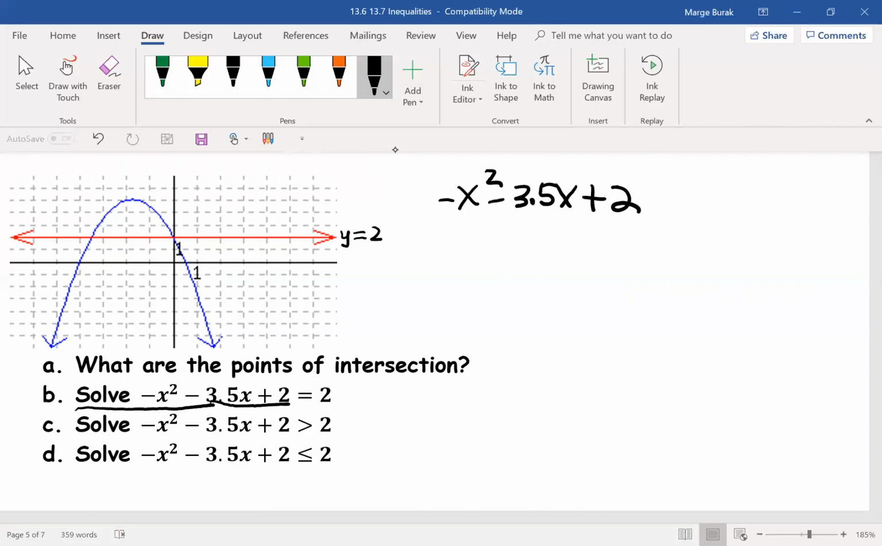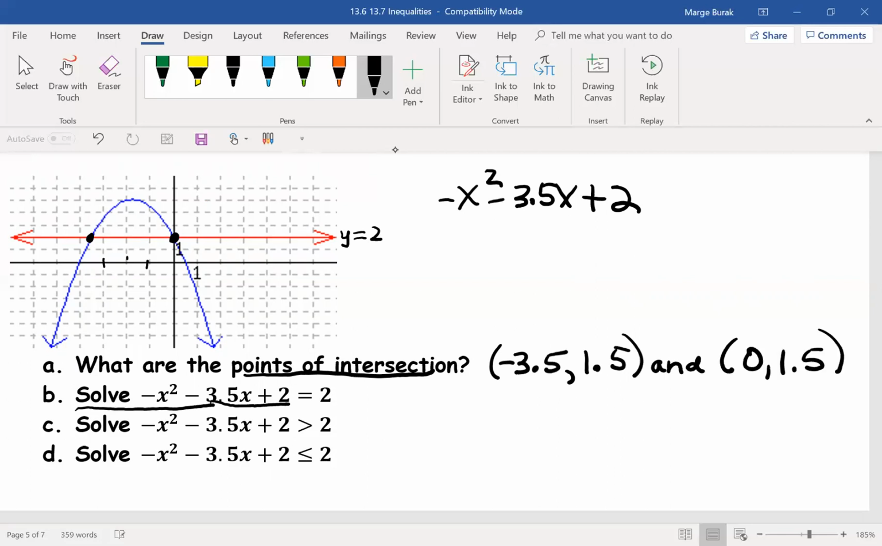Okay, so first of all, what are the points of intersection? That's the first thing you find. Oh boy, that one's like right in the middle of everything. So I'm going to say that's negative 3.5, and I went up to 1.5. Okay, these are points of intersection. And the other one is going to be 0, 1.5. Okay, so the x coordinates of my points of intersection are going to be my landmarks.